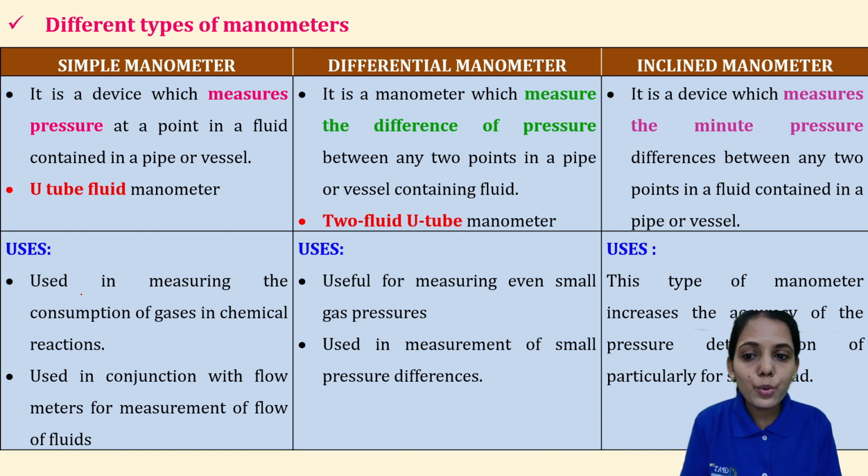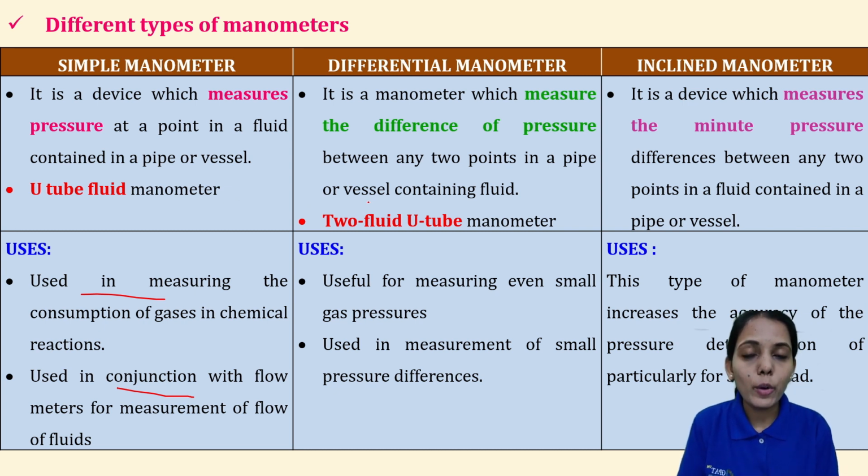Basically they are used in measuring the consumption of gases in a chemical reaction, that is, how much gas has been consumed in a specific type of reaction. That can be calculated using a simple manometer. They are also used in conjunction with flow meters for measurement of flow of fluids.